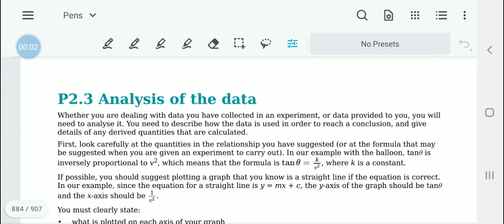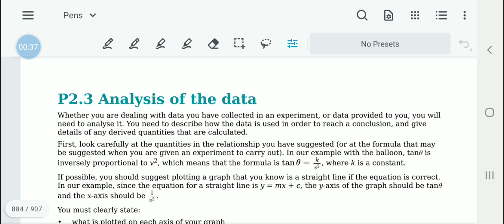Physics Practicals Video 3. Now we are going to discuss the analyzing part of the collected data. You can use the data that you have collected from an experiment, but like in AS level, or else you will have to use the data that would be provided to you. Then you will need to analyze it and reach conclusions at the end of it.